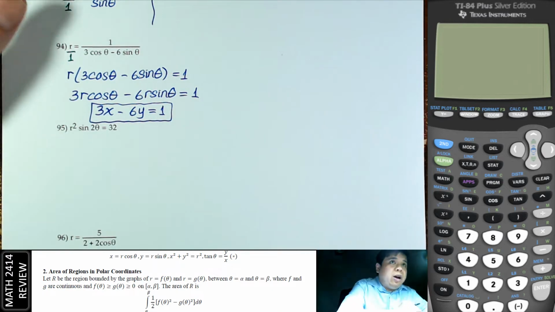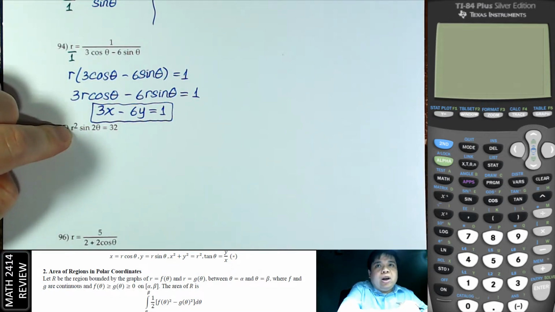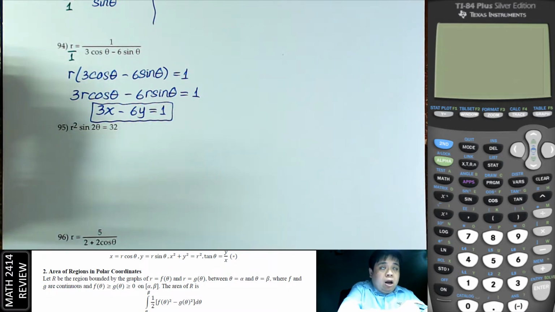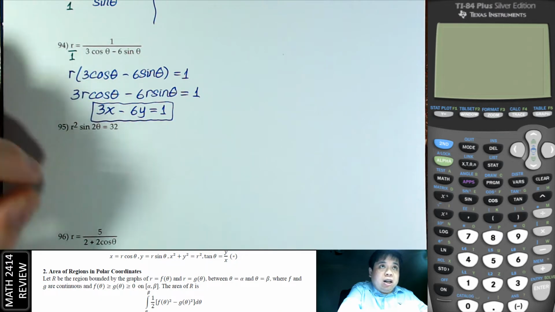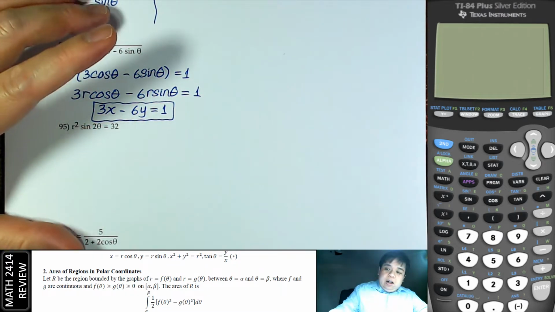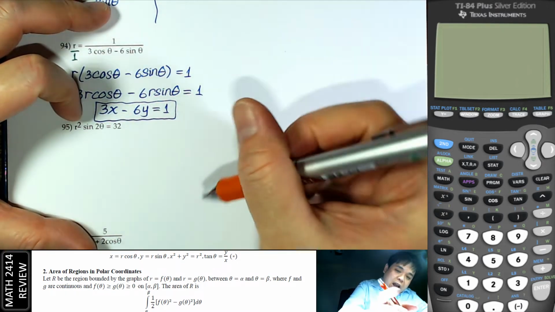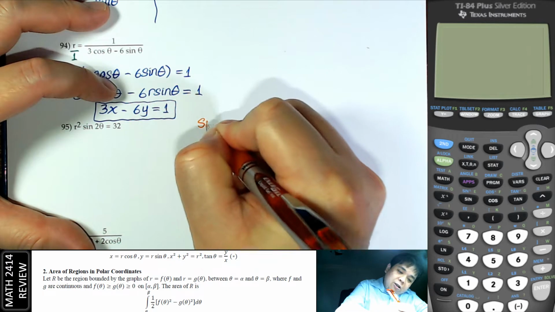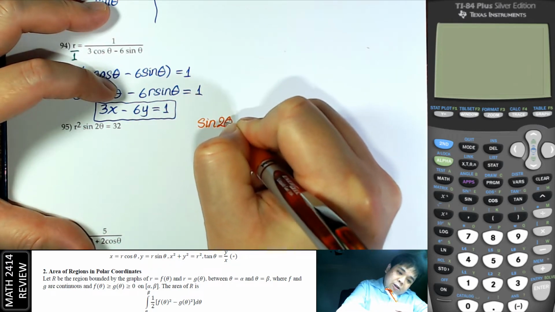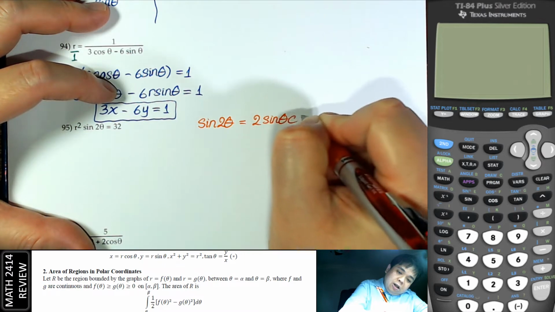So we have 3x minus 6y equal to 1. Next we have this r square. Very tempting to write r square equal x square plus y square. But if we do that, then we still have to deal with theta. So let's take a step back and write double angle formula. Sine of 2 theta is 2 sine theta cosine theta.